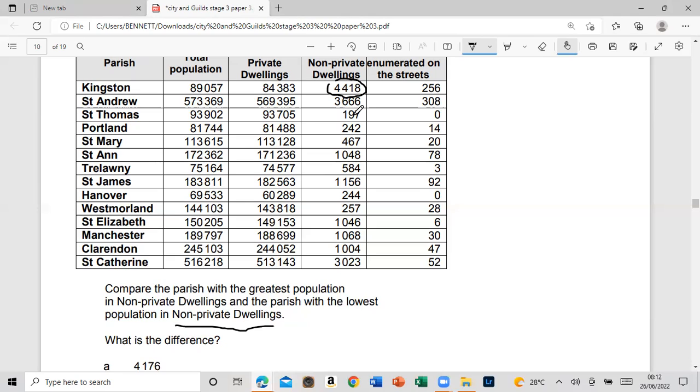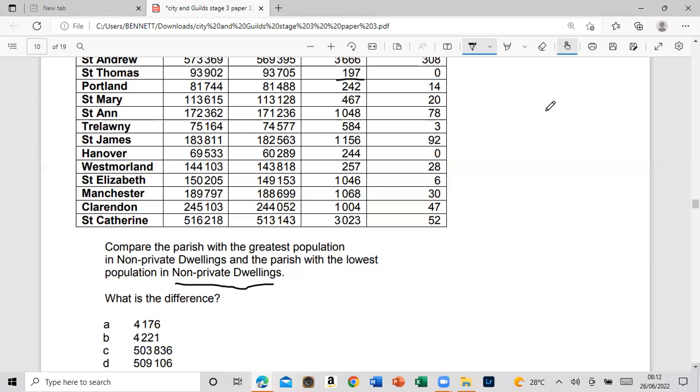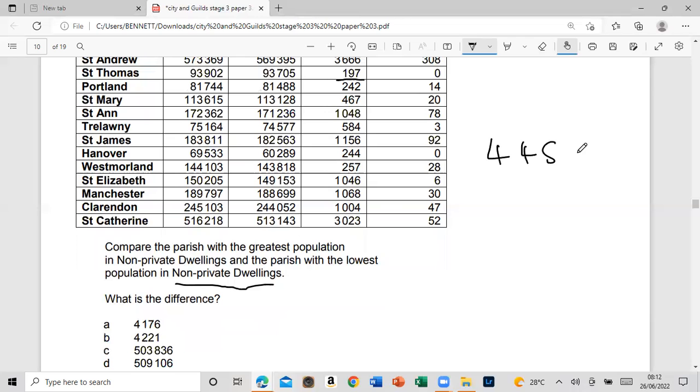Both of them are known in it. So 195, let's say it's around that. What is the difference? So the difference now will be 418 minus the 197. Alright, so that would be 4, 4, 8, 1.